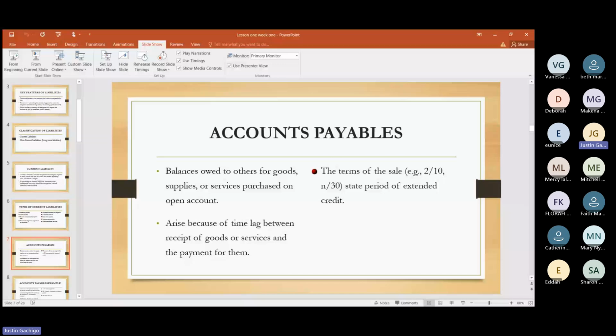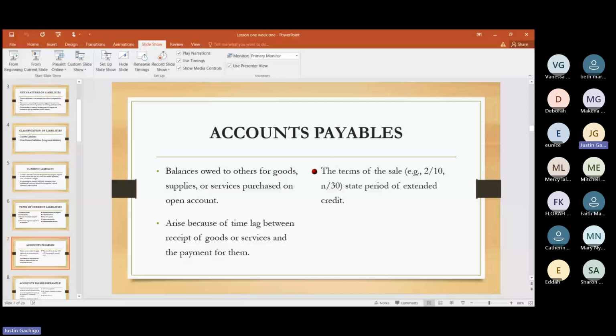Now on the other side, we have the sales terms, like 2/10 or N30, and these state the period of extended credit. For example, 2/10 means if you pay within 10 days, you get a discount of 2%. That's what that figure means. N30 is not discounted. That is, you pay within 30 days, then there will be no discount. That is what those terms mean.